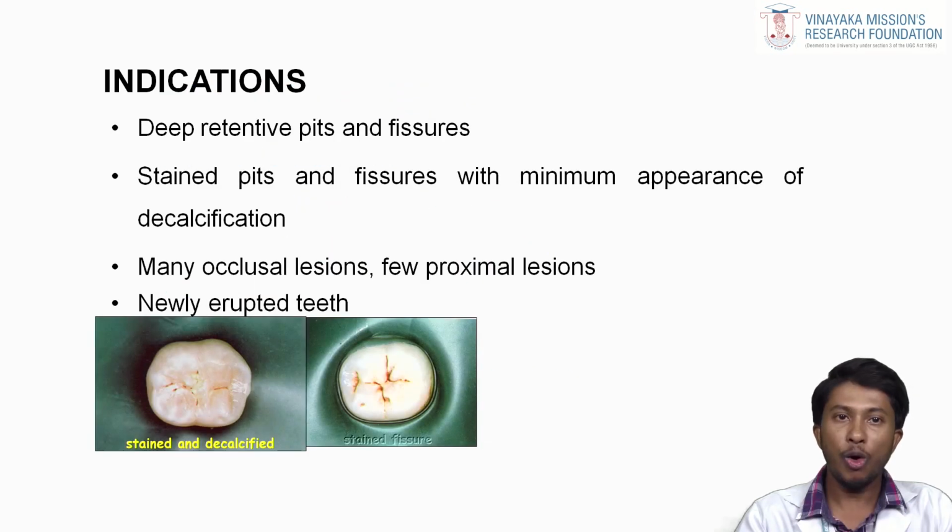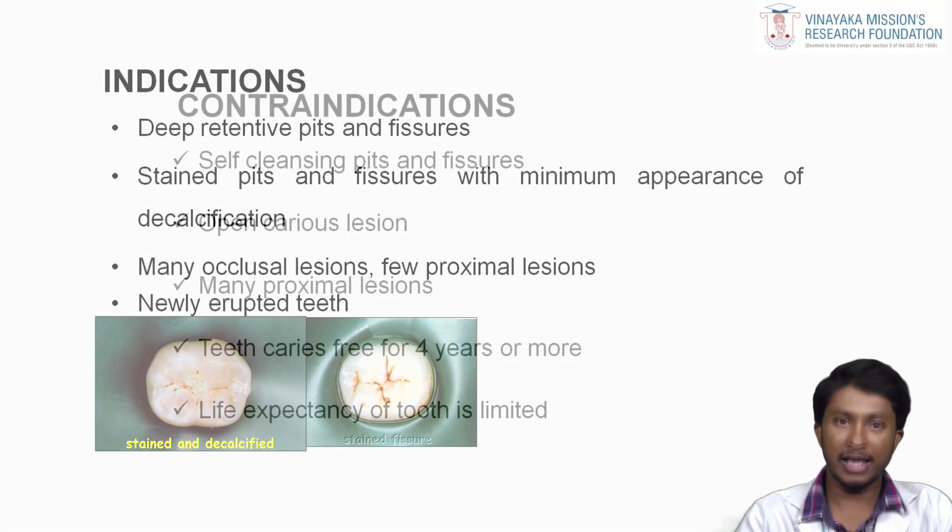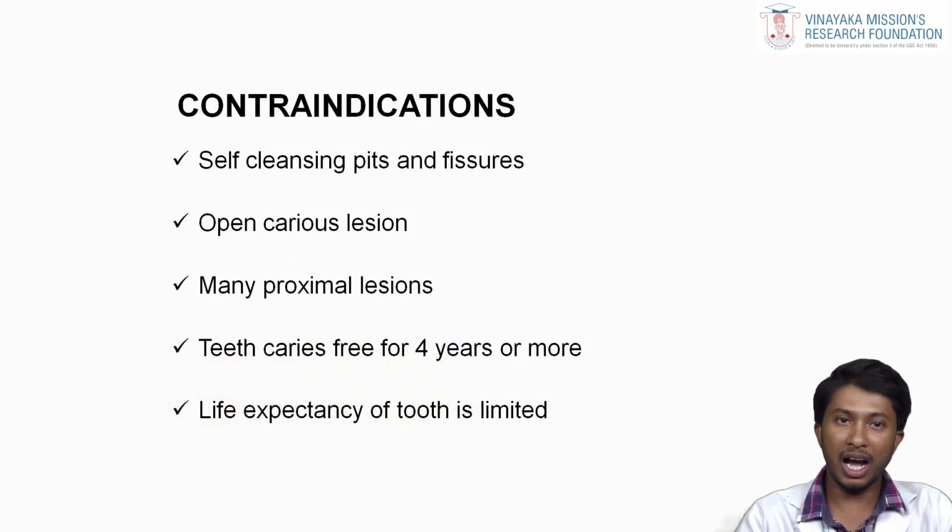So now let us see the indications of pit and fissure sealants: deep retentive pits and fissures, stained pits and fissures with minimum appearance of decalcification, many occlusal lesions, few proximal lesions, and newly erupted teeth. The contraindications are self-cleansing pit and fissures, open carious lesions, many proximal lesions, teeth caries free for 4 years or more, and limited life expectancy of the tooth.